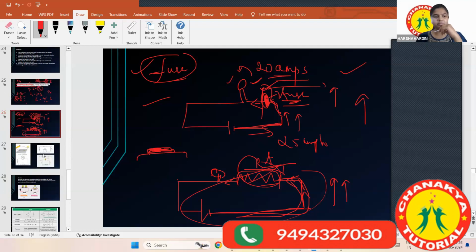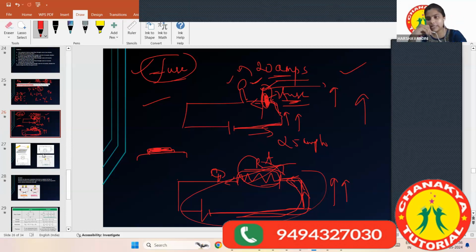Maybe it can be possible, I'm saying, because a fuse is like a resistor, right? Ma'am, how do you even insert a resistor in the fuse? Actually, I don't know. I don't know the mechanism of the construction of a fuse.